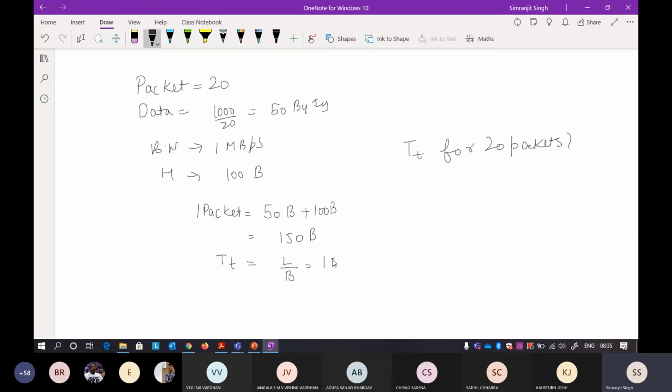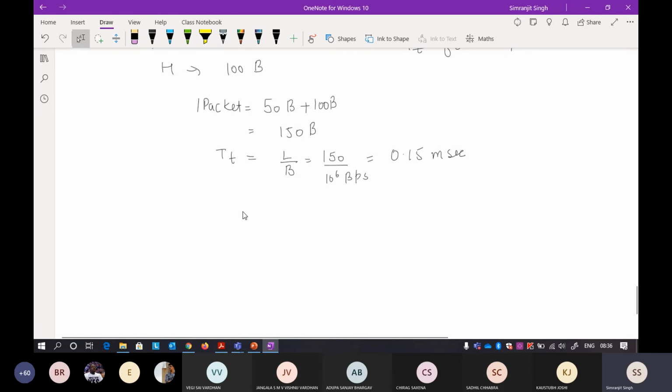The length of the packet is 150 byte over the bandwidth, which is 1 mbps, meaning 10 raised to power 6 bytes per second. If you solve it, it will be around 0.15 milliseconds. For one packet, the pipelining formula applies. For the first packet to reach the receiver, there are three transmission times on the way: the first, second and third transmission time.